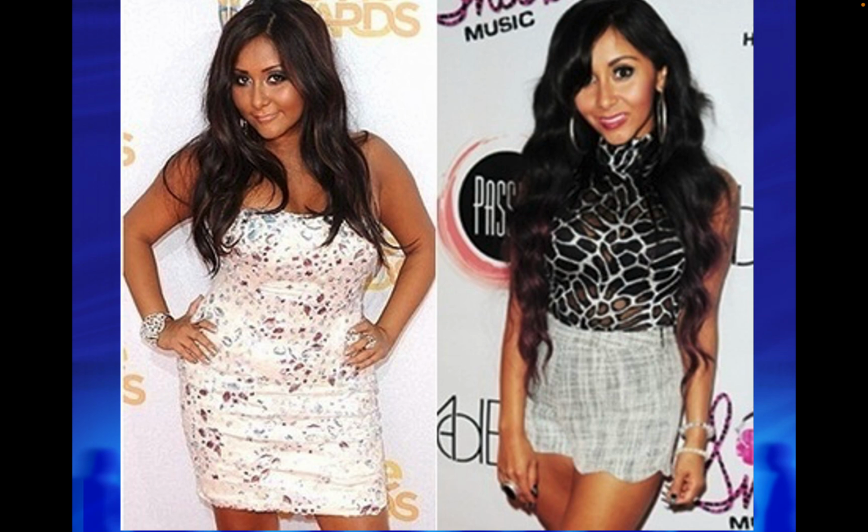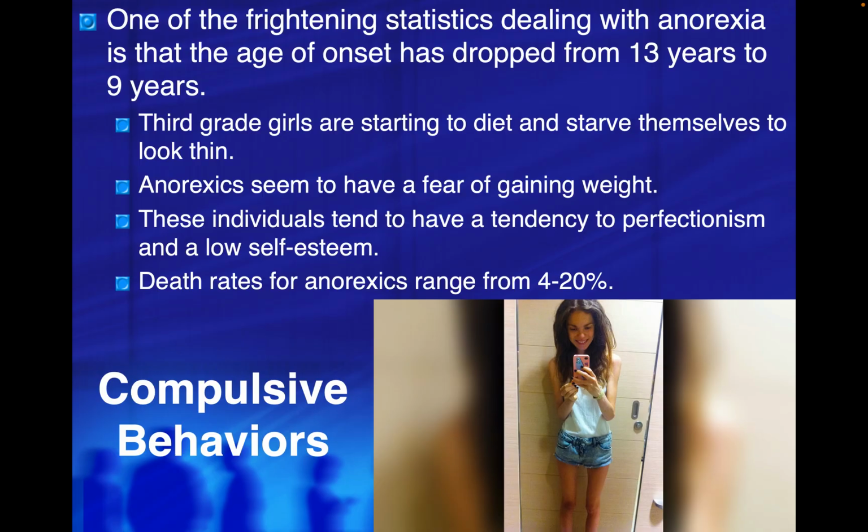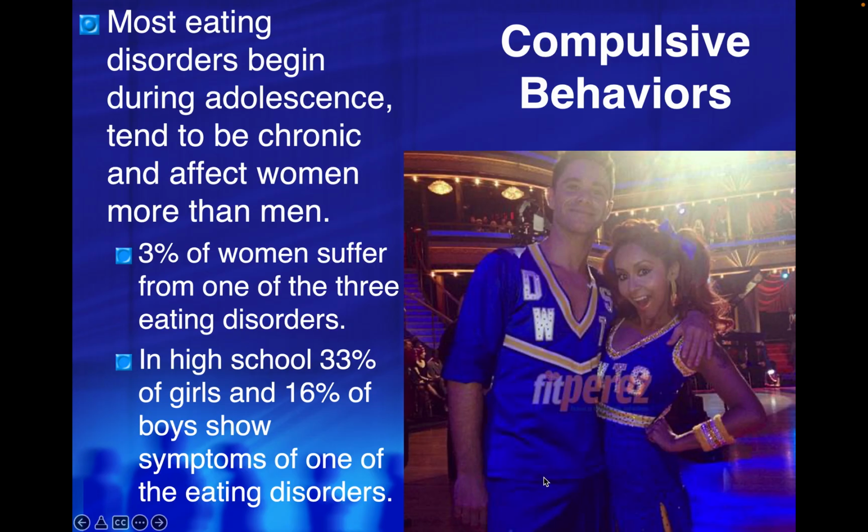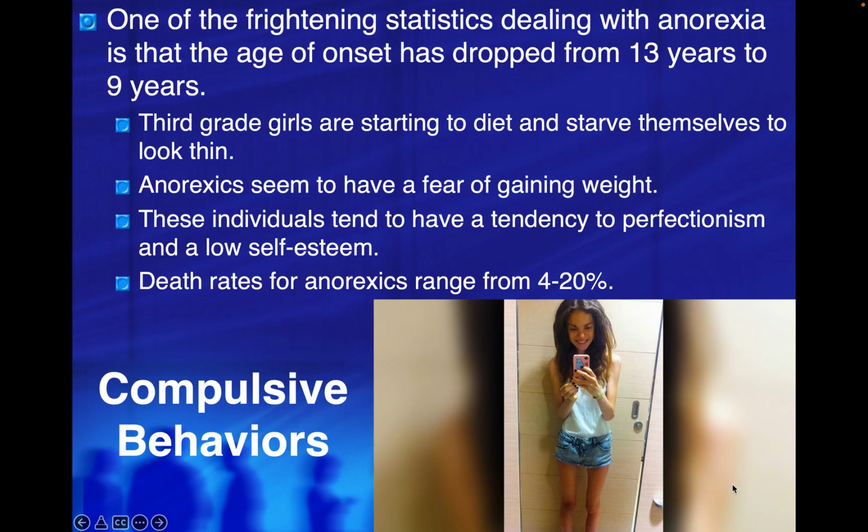She's actually indigenous. One of the frightening statistics dealing with anorexia, and obviously she has anorexia in this picture, and she had anorexia when she was a cheerleader in high school. One of the frightening statistics dealing with anorexia is that the age of onset has dropped from 13 years to 9 years. Third grade girls are starting to diet and starve themselves to look thin.